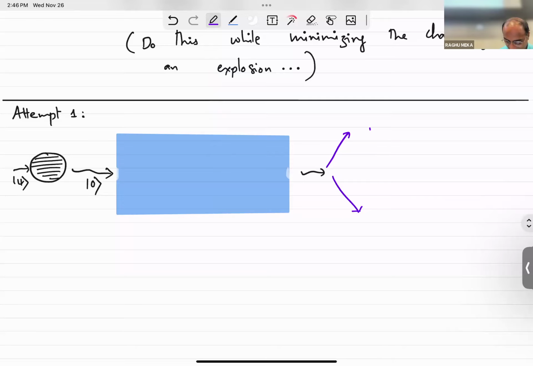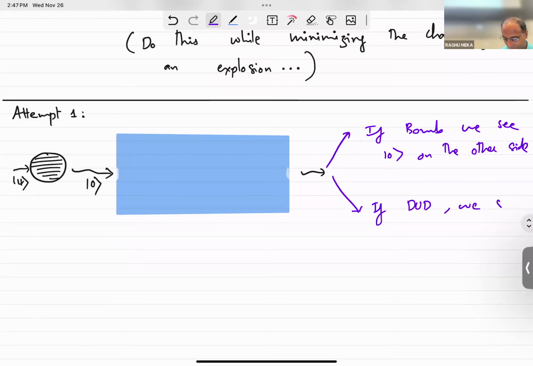There are two cases. If bomb, do I learn any information about the box in this case? No. So if bomb, we see 0 on the other side. If dud, also we see 0 on the other side. So we learned no information about the box, but at least it did not explode. Okay, so what else can I try?